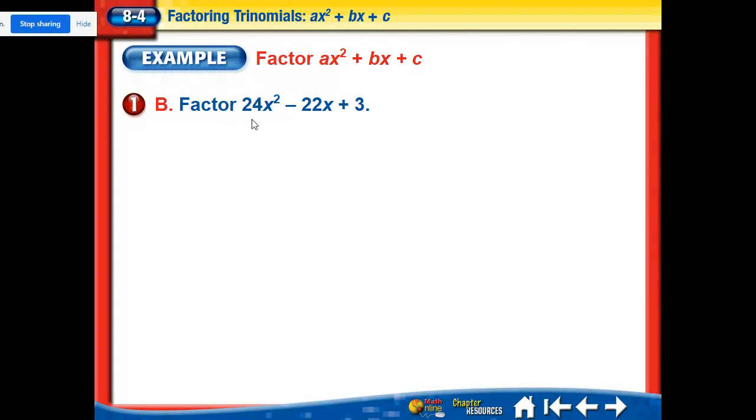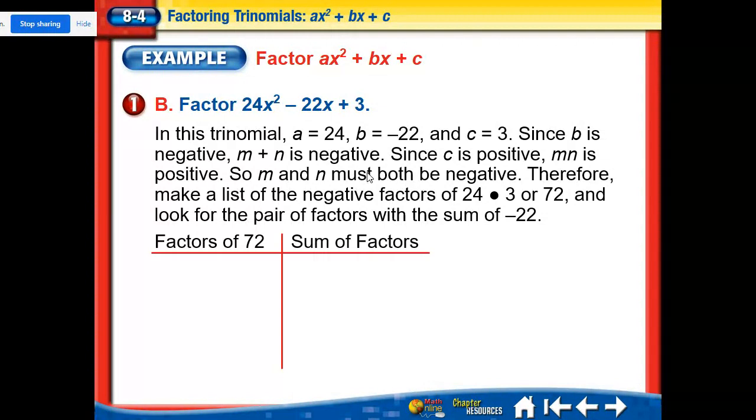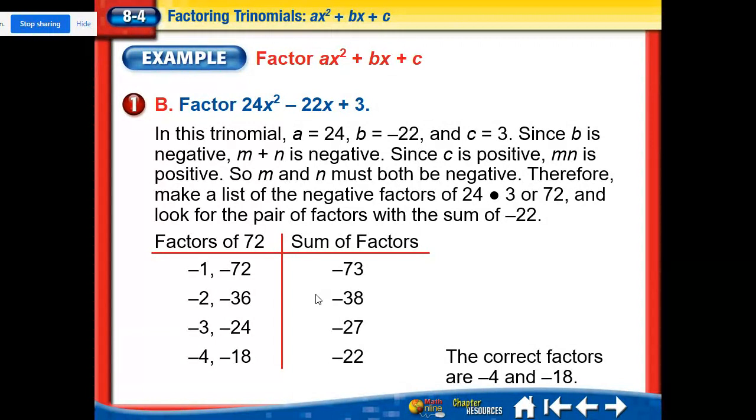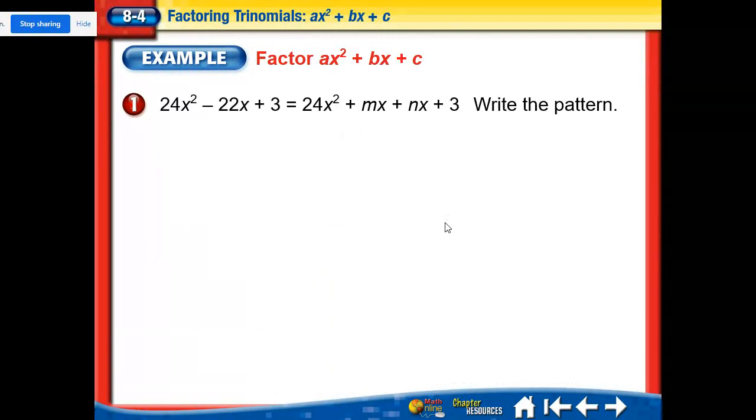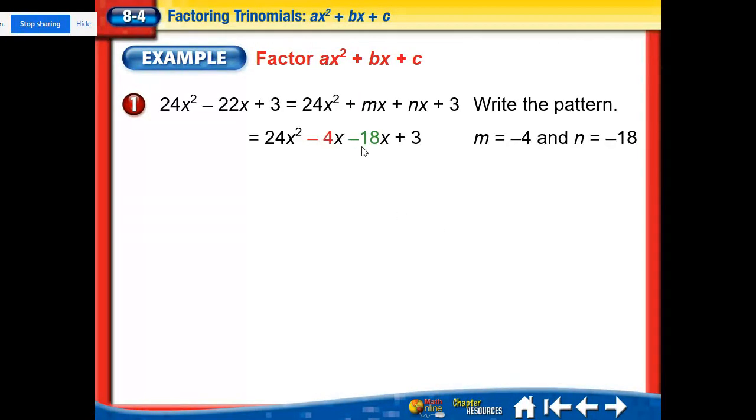All right, trying again. 24 and 3, we got to multiply those together. So that's 72. We want to go to negative 22, so that's going to be 2 negative numbers. So looking for that combination that works and still trying it out. Oh, there it is, negative 4 and negative 18. Notice how they just went down in order, negative 1 times what, negative 2 times what, negative 3 times, negative 4 times, and so on and so forth. All right, splitting this up, negative 4 and negative 18.